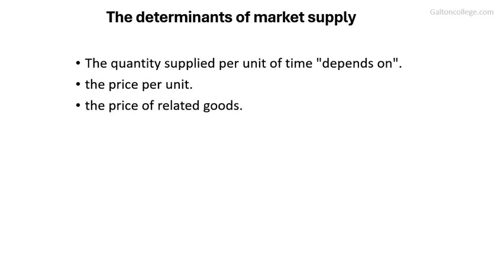The price of related goods. If you think about the supply of cars onto the market, the demand for cars will also depend on the price of petrol or oil or electricity or whatever powers them. So the price will have related items.